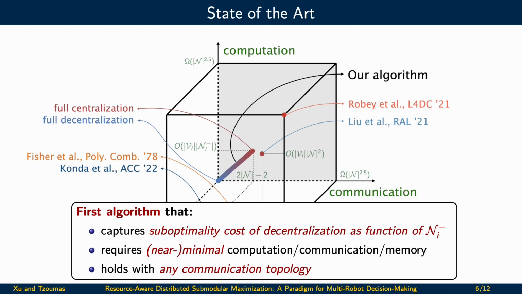In all, our algorithm captures the suboptimality cost of decentralization via decentralized quantities as a function of the in-neighborhood. It also achieves near-minimal resource requirements. Moreover, it holds with any communication topology from full centralization to full decentralization.